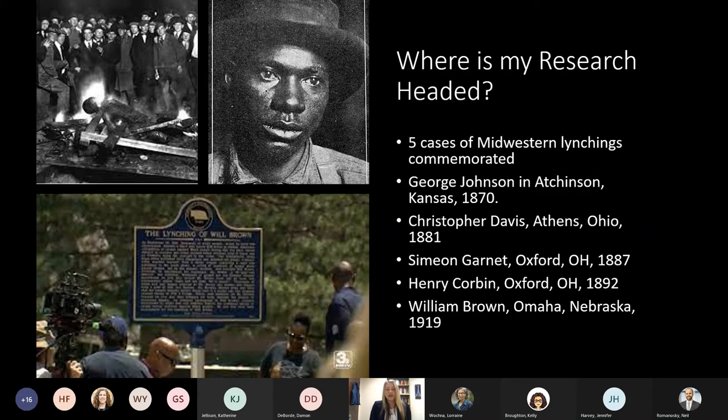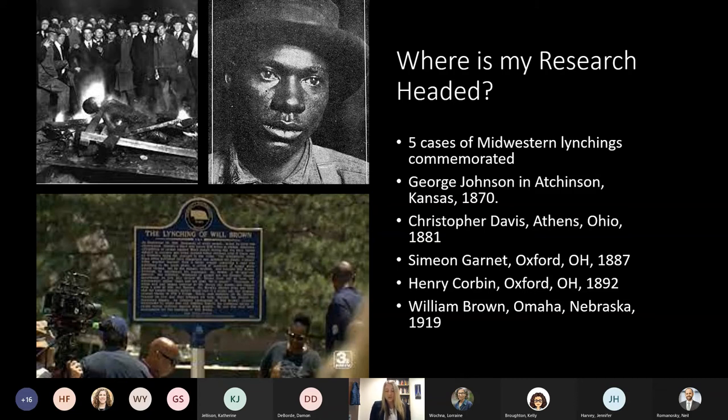And the second, of course, was Christopher Davis, which I've already discussed. And the third and fourth: two lynchings happened in Oxford, Ohio, and their commemoration project acknowledged both of these lynchings. So the first was Simon Garnett in Oxford, Ohio, in Butler County in 1877.